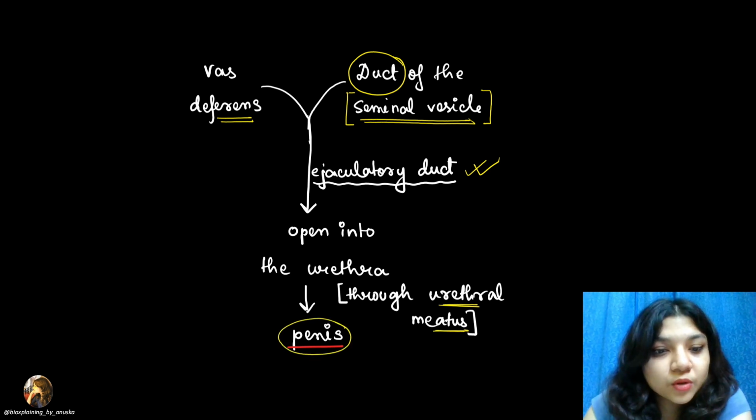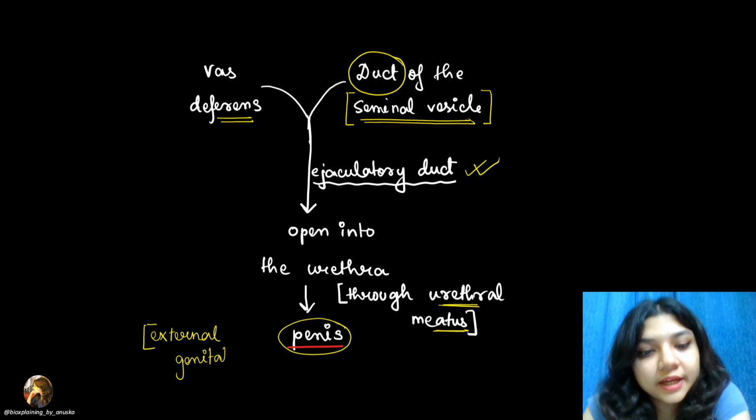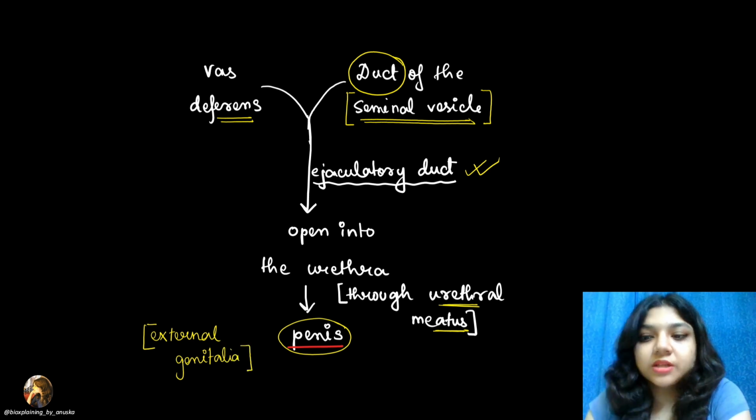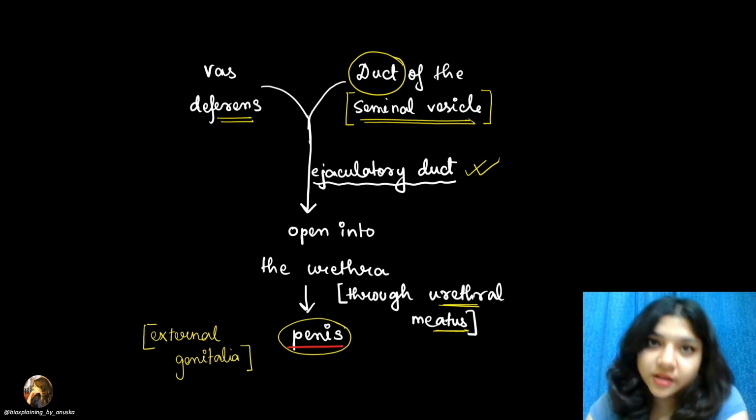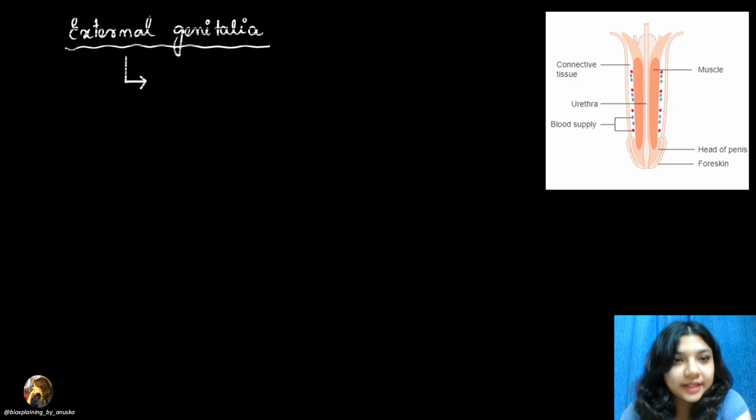So penis को हम लोग क्या कहते हैं? The penis is known as the external genitalia in case of human males. Fine. So last thing, what are we going to study about the male reproductive system? That is the external genitalia, which is the penis, right?